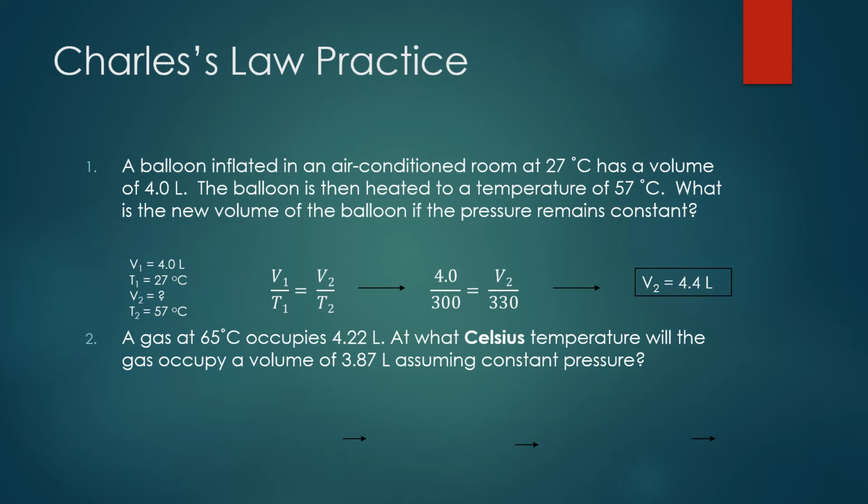For example number 2, I'm going to read it for you. I'm going to give you a few seconds to set it up and solve on your own. So, it says, a gas at 65 degrees Celsius occupies 4.22 liters. At what Celsius temperature will the gas occupy a volume of 3.87 liters, assuming constant pressure? Now in this problem it does ask you for Celsius temperature, but remember, we always need to convert to Kelvin first. It's just a good habit to stay in. So I will take a second or two to let you go ahead and set this up, and then I'll help you through it.